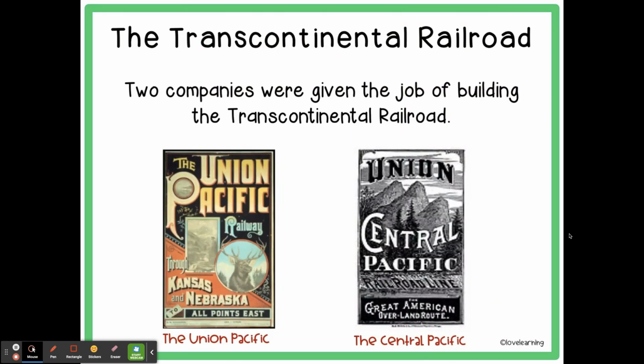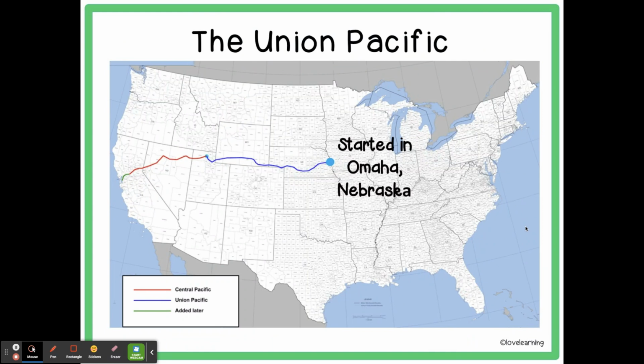So, two companies were given the job of building this Transcontinental Railroad. You have the Union Pacific and then the Central Pacific. So please make sure you've noted in your notes that there were two companies, the Union Pacific and the Central Pacific. The reasoning that they need two companies is this is a large piece of land. One company could get it done. However, it is more effective to use more people. So the two companies came together and hired lots of people to help them create the railroad.